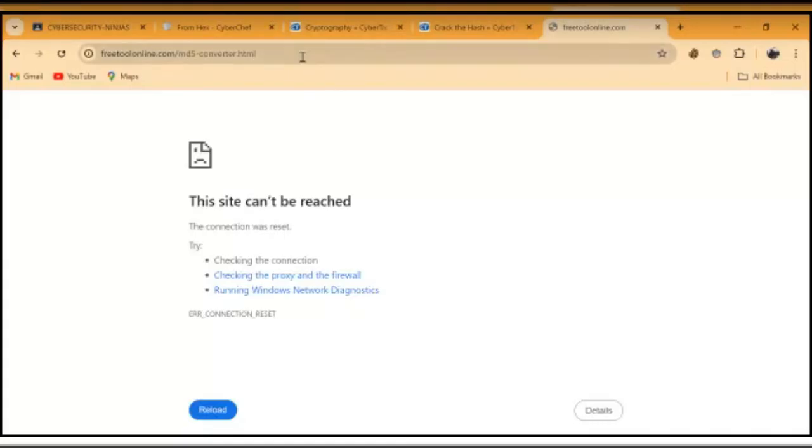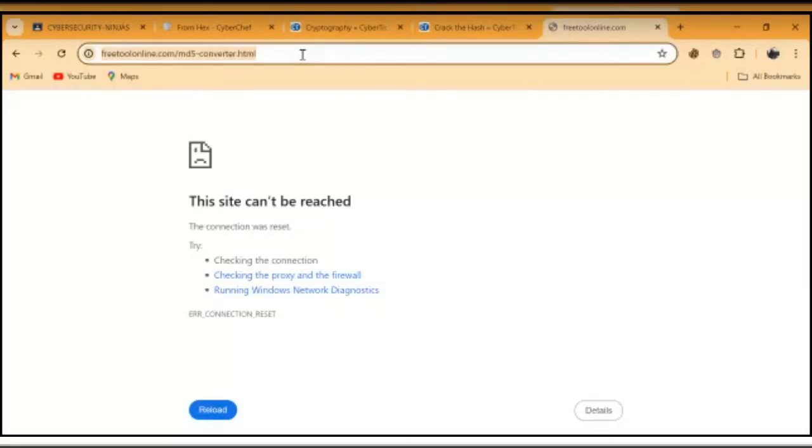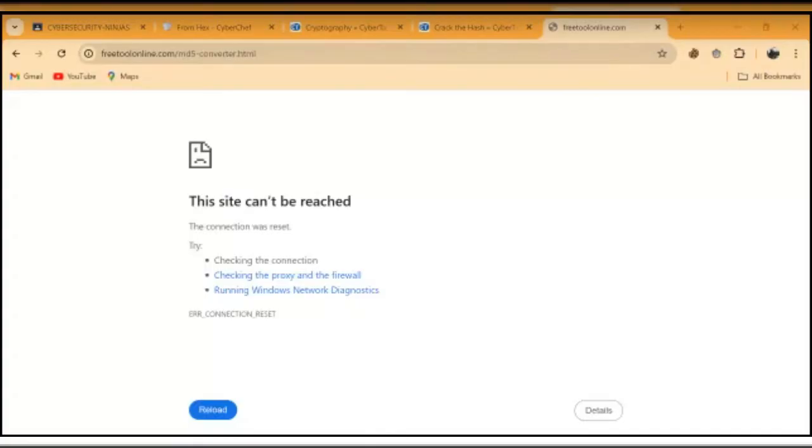Okay, Destiny, you seem to have done it on your end. What we need to do is look for the tool that is going to help us reverse the MD5 hash. By the time we see the tool, we are going to input the hash there, and then we have our answer.